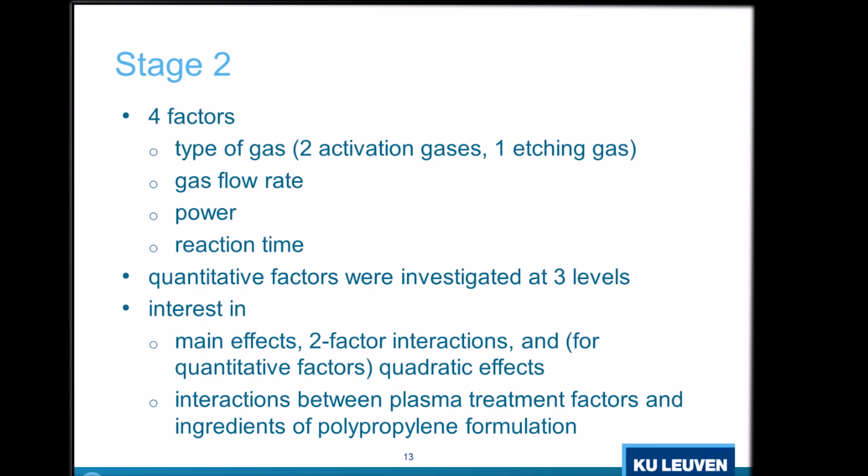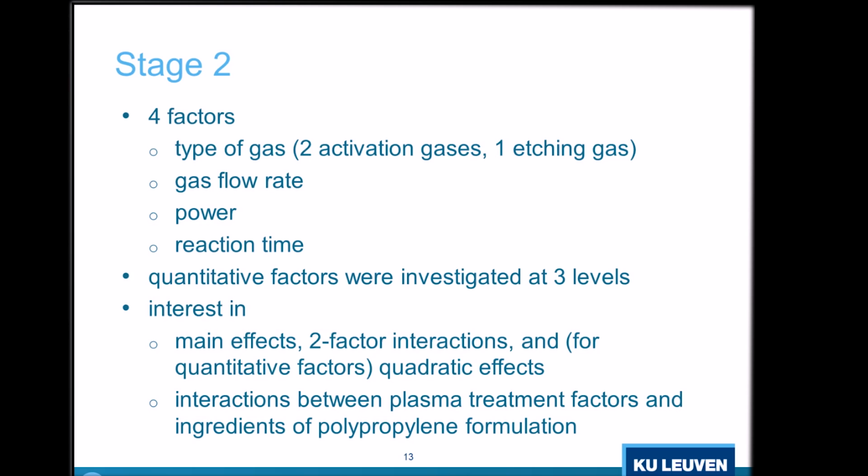So that's stage 1. On stage 2, on slide 13, we can see the details for stage 2. 4 factors were studied there, namely a categorical factor, type of gas, and 3 quantitative factors: gas flow rate, power, and reaction time. A key feature of the categorical factor here is that it has 3 levels. There were 3 types of gas that were used in the experiment, 2 kinds of activation gas, and 1 etching gas.